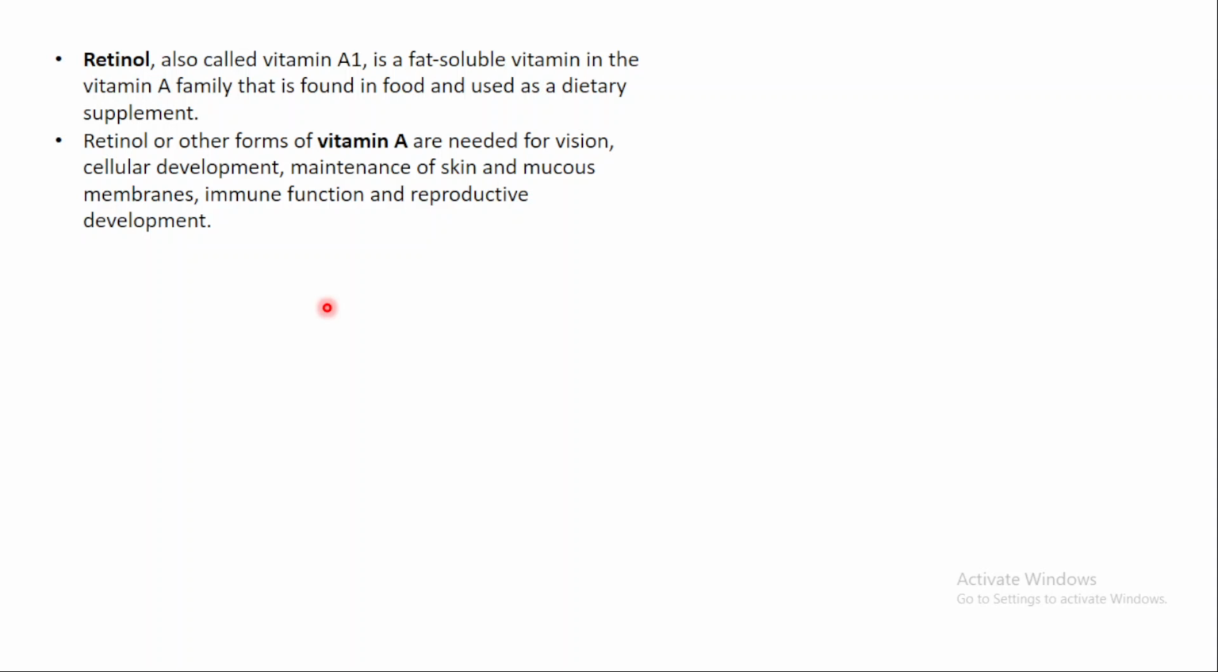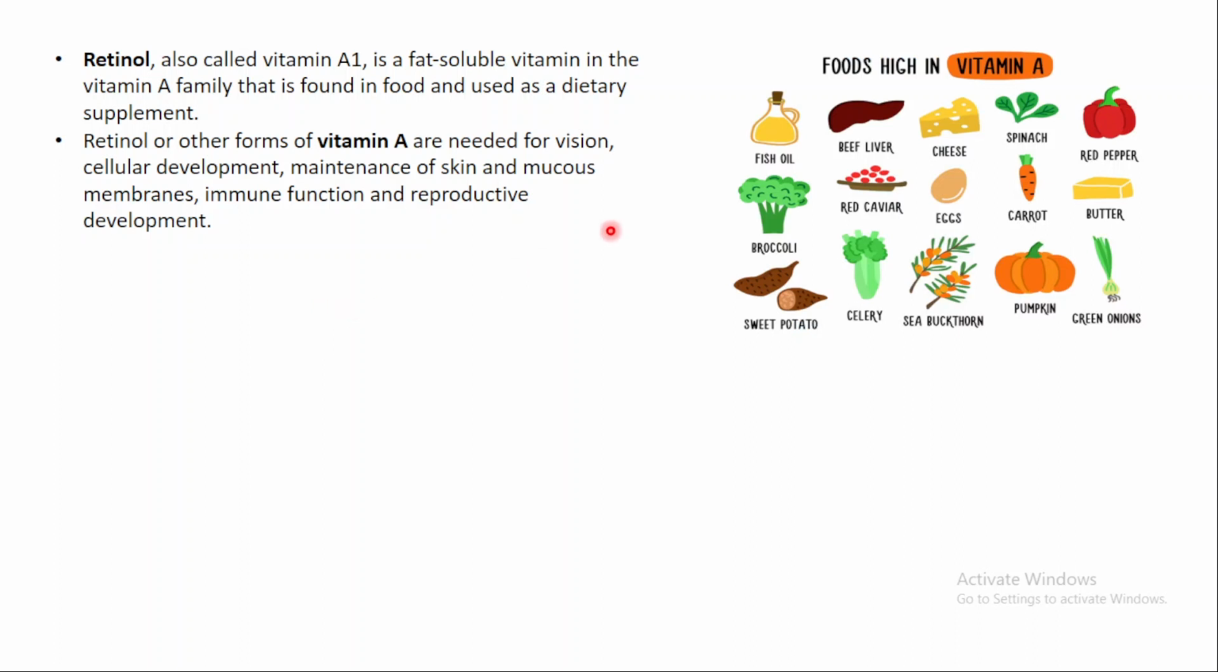So this is an important compound, and these are the foods which are high in vitamin A: fish oil, beef liver, cheese, spinach, bell pepper, butter, green onions, pumpkins, eggs, broccoli. Carrot is an important source of vitamin A or retinol, which is used for vision, immune function, mucus, and reproductive development.